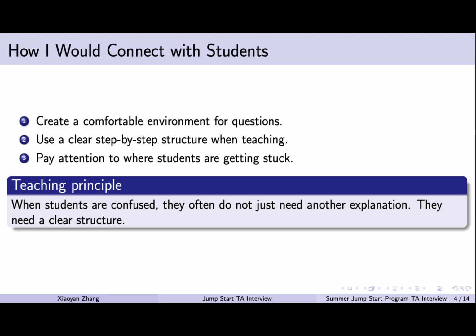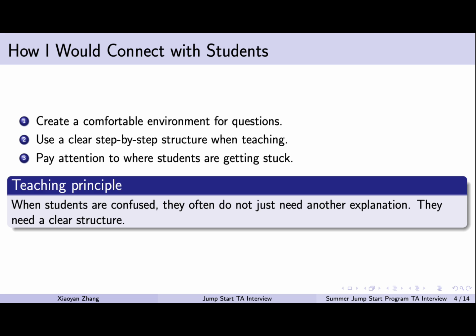So in practice, I would try to connect with students in 3 ways. First, I would try to create a comfortable environment for questions. Some students may hesitate to ask questions because they worry that they should already know the answer. I would try to make it clear that confusion is a normal part of learning, especially during a transition program like Jumpstart.